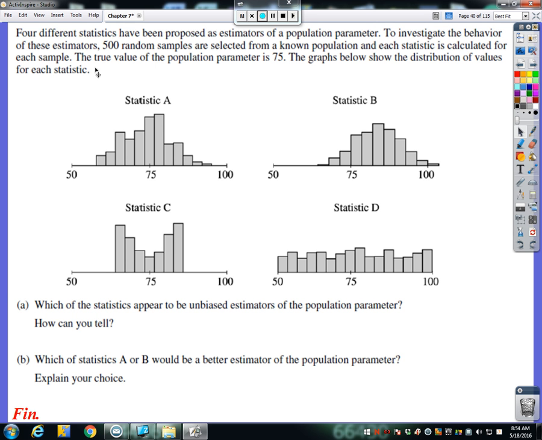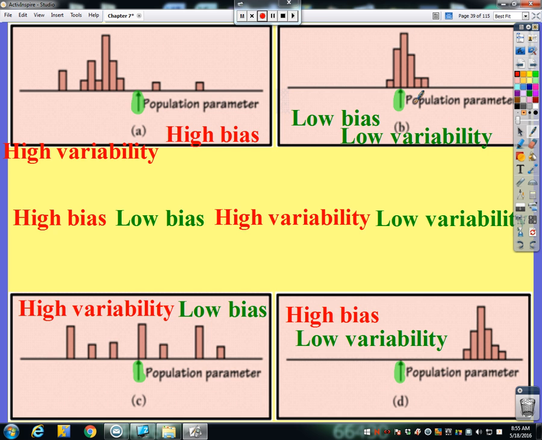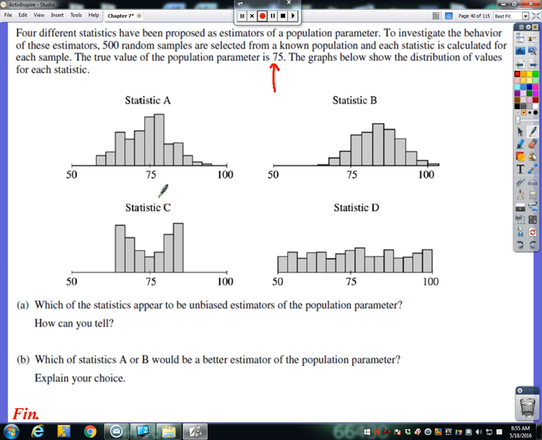The true value of the population parameter is 75. So at 75, this is kind of like on the previous example we looked at. That's where we would normally see the arrow, right? This is where we would see this arrow. This would be at 75 specifically. So just know that 75 is where the true target is. So if you wanted to circle the 75 in all 4 of these situations, that's where we should be centered at. The graphs below show the distribution of values for each statistic.